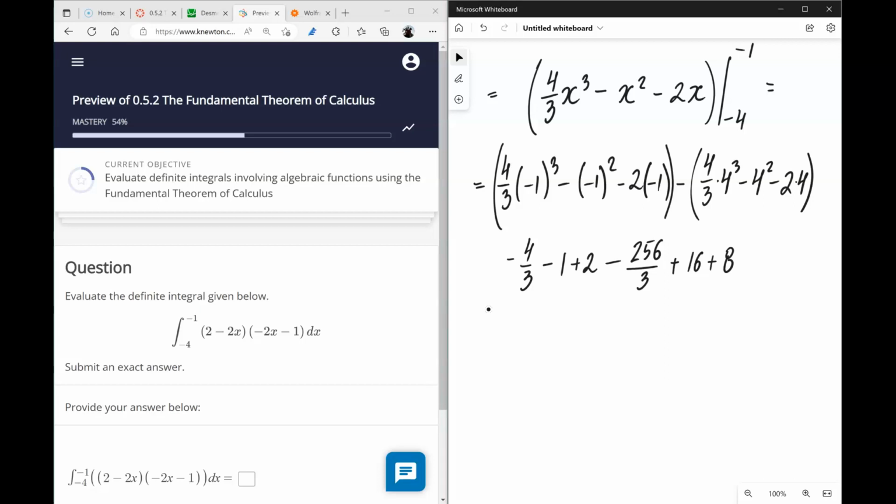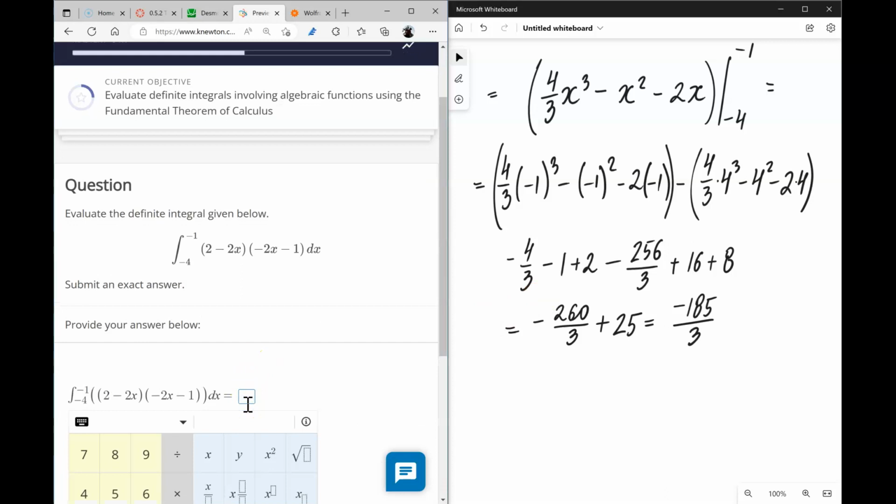So what do we have? We have -260 over 3 plus 1 plus 16 plus 8 is 25. So it's pretty much negative 260 plus 75. So negative 185 over 3. Hopefully I didn't make a computational mistake. If I did, then we'll redo the problem.